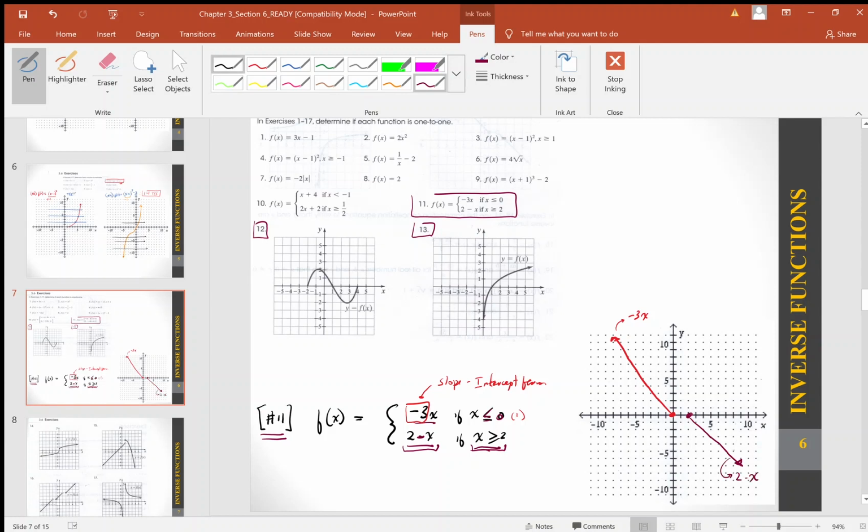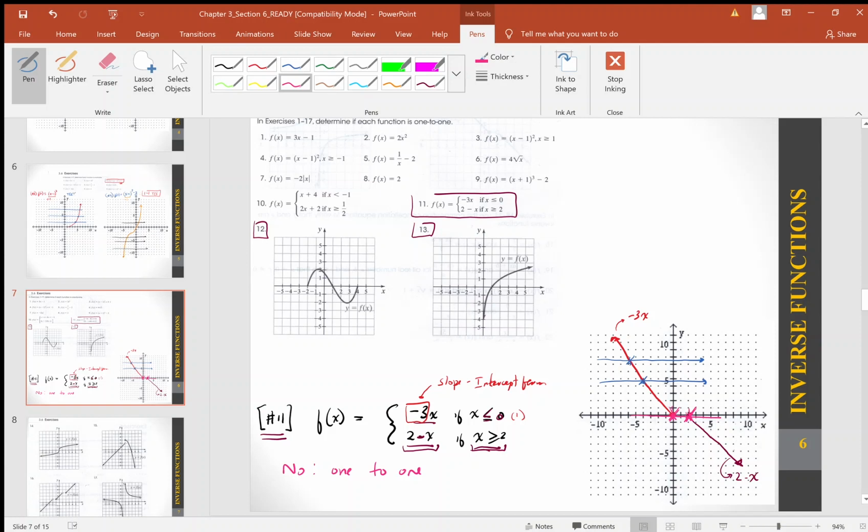Okay. So now when we perform our horizontal line test, as you can see, I have a line only intersecting at one location here. I have another horizontal line that intersects this location here. But when I draw a line here, it intersects this point and this point. So number 11 is no, not one-to-one, because it crosses 2 points along this particular piecewise function.